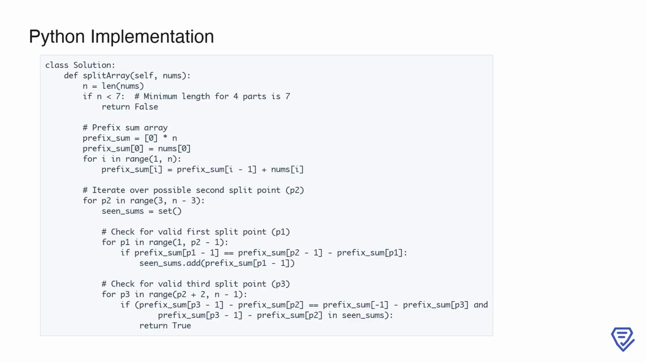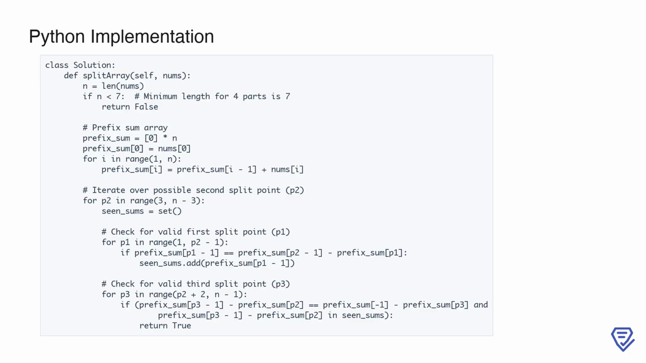Here, we begin the Python implementation of the problem. We start by defining a class called Solution and a method named splitArray that takes a list of integers, nums, as input. The first step is to check if the length of the array is less than 7, since a minimum of 7 elements is required to split the array into 4 non-overlapping parts. If the condition is met, we return false immediately.